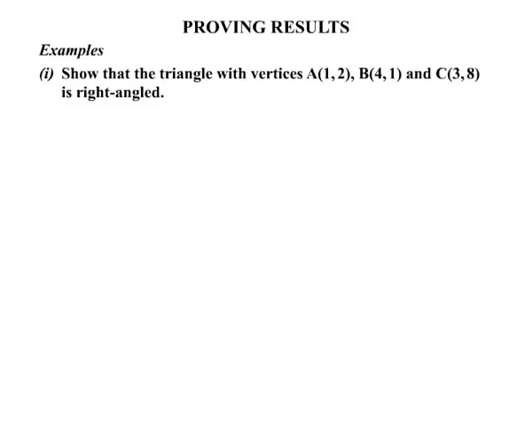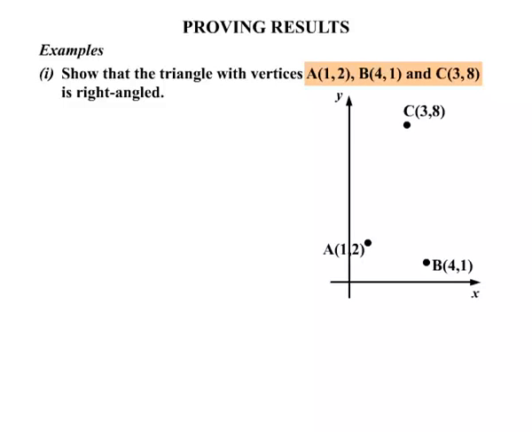Now in this lesson we look at proving results. Examples. Firstly, we need to show that the triangle with vertices A(1, 2), B(4, 1) and C(3, 8) is right angled. Now there are our 3 points. We will draw a quick sketch marking in that information.